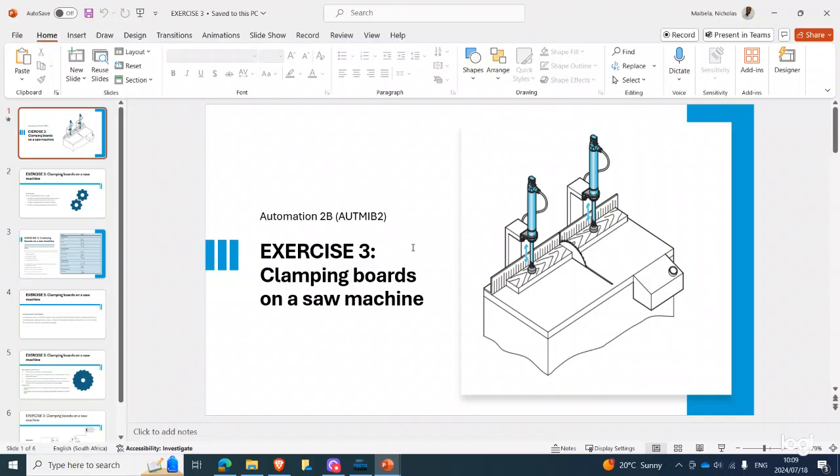So in exercise number 3, we are clamping boards on a saw machine. So now we are using a cylinder to clamp boards, like this image is demonstrating. So now we are applying force on a wood plank to make sure that it stays secured while a saw is cutting it, right? So we are clamping boards on a saw machine, right? So now we're designing a pneumatic system that will help us with that process, right?